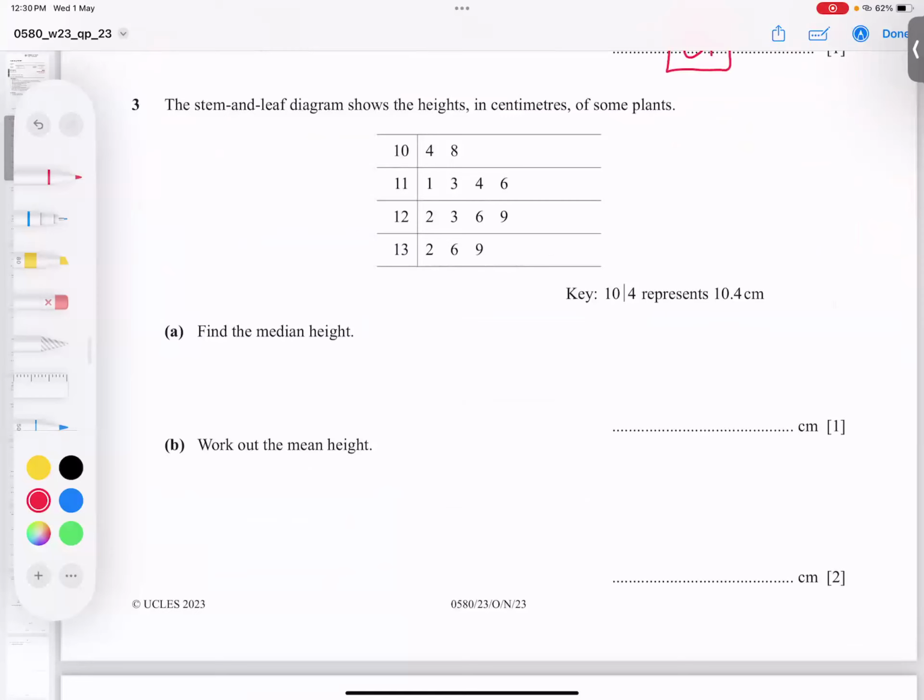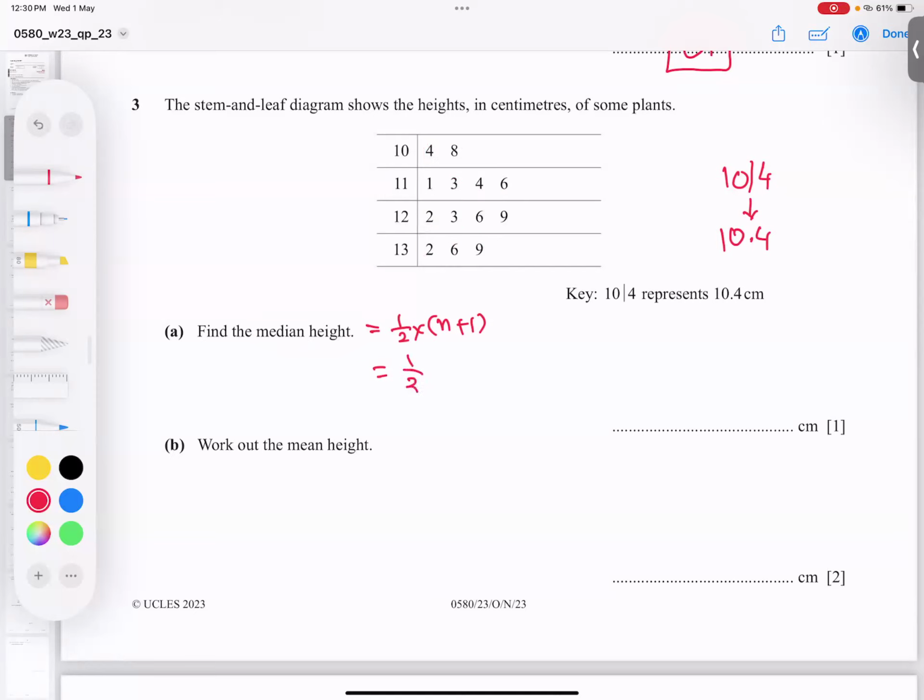The stem and leaf diagram is given by him and a key is given as well. Make sure of the key, how we write it, 10/4. So 10/4 means I will replace the slash with a decimal point. I think you got my point. Every value will be written like this. So the median height. What is the median height, students? Median height has a formula: a half into n plus 1. And how many values? Let's count. 1, 2, 3, 4, 5, 6, 7, 8, 9, 10, 11, 12, 13.